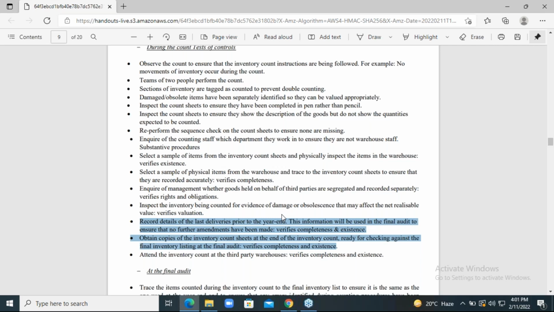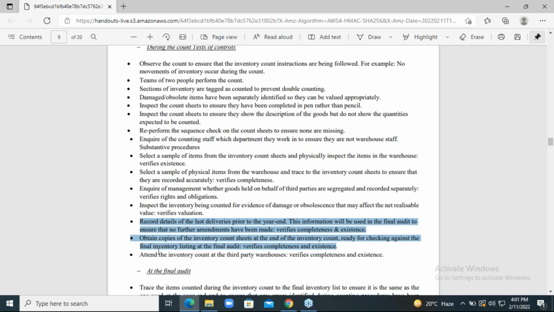After that, any purchase that is received or any goods that are sold to customers will be considered the sale or purchase of the next day. And the next day means that these are the sales and purchases of the next year. So cutoff is very important.